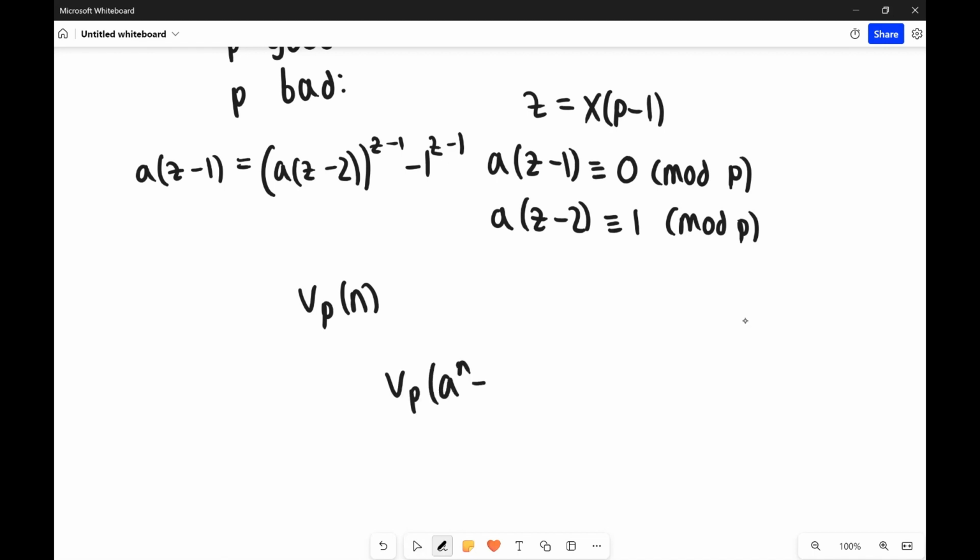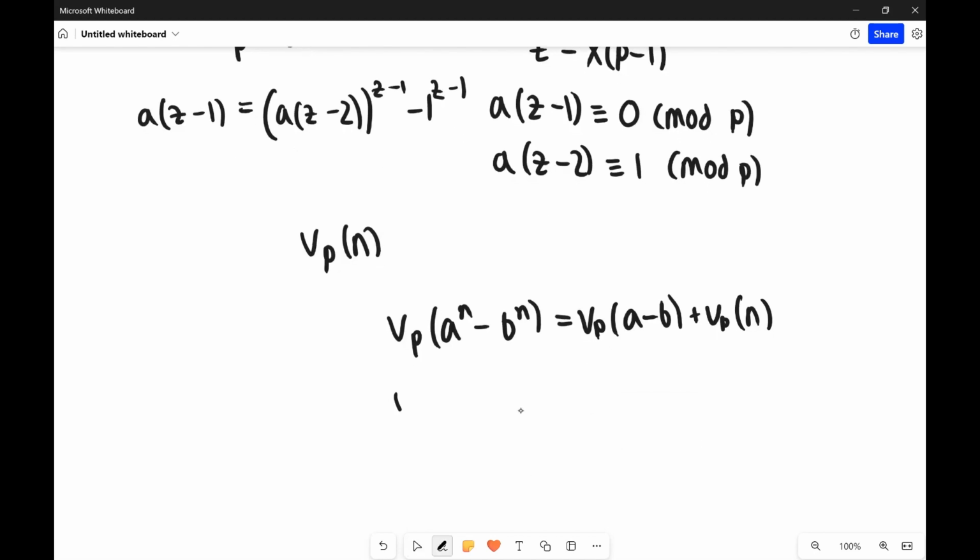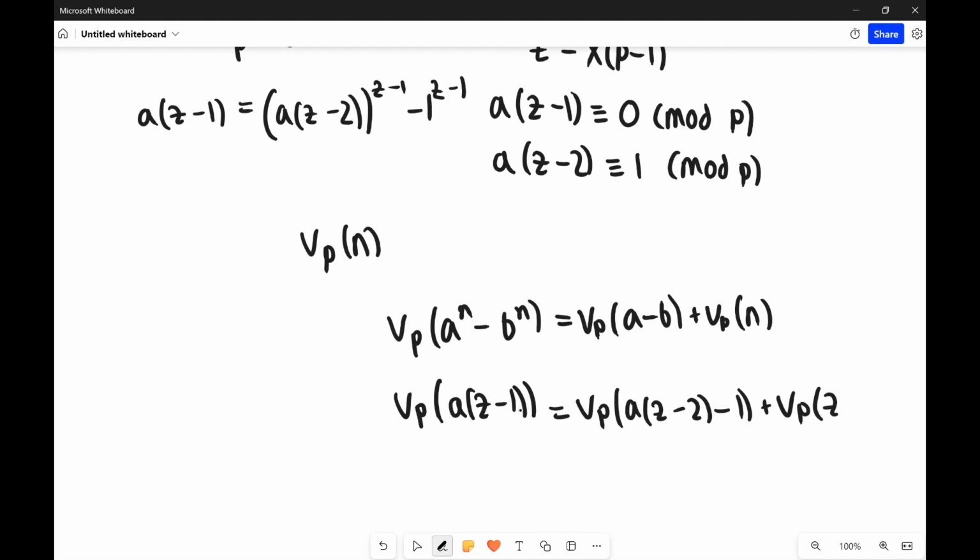Vp of a to the n minus b to the n is equal to Vp of a minus b, plus Vp of n, if a is equivalent to b modulo p, which is not equivalent to 0, and p is an odd prime. If we plug in a equals a of z minus 2, and b equals 1, and n equals z minus 1, we end up getting that Vp of a of z minus 1 by definition is equal to Vp of a of z minus 2 minus 1, plus Vp of z minus 1.